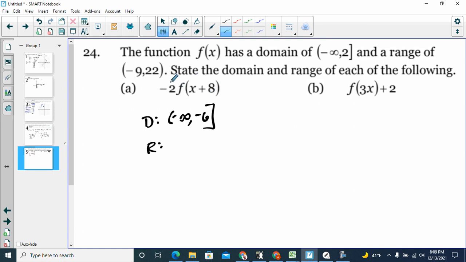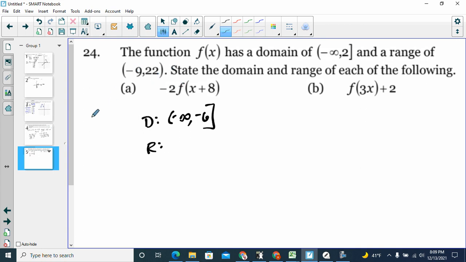So again, anything next to the x, we do the opposite of what you would kind of think. Anything on the outside, whether it's multiplied out front or added or subtracted at the end, happens to the y values, and it's exactly as you would think. So this is saying we are taking this f of x, or in this case f of x plus 8, and we're multiplying everything by negative 2. So we are going to take our y values and multiply them by negative 2. Changing the y values is going to affect the range. So I want to change both endpoints of my range by multiplying it by negative 2.